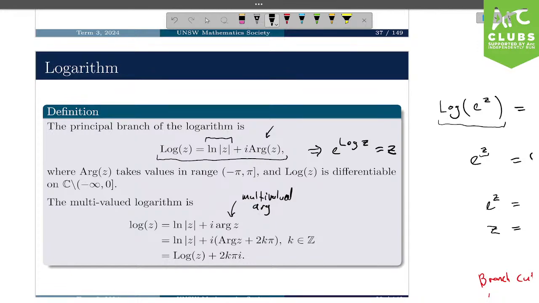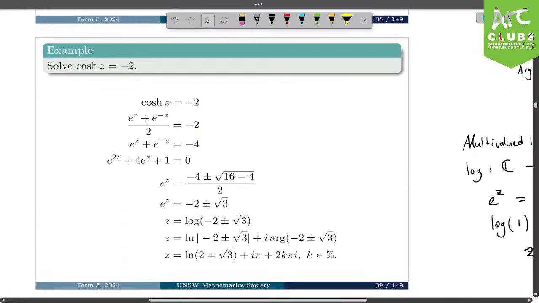Right? And of course the set that is going to output is going to be the infinite family of solutions, all separated by multiples of 2πi, which is what we have here, right? 2kπi, where k is an integer. All right, so let's apply this.